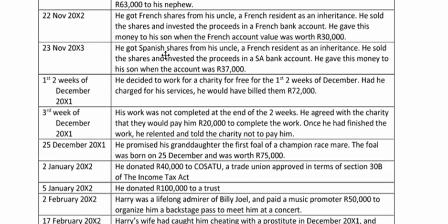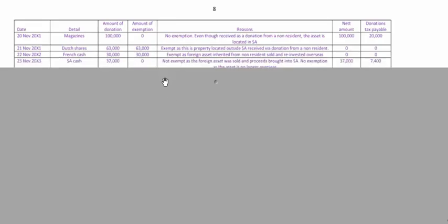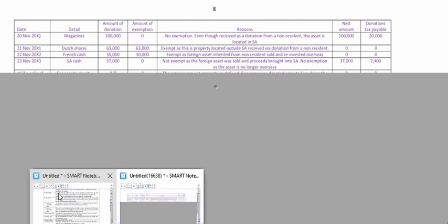Next. It says he got Spanish shares from his uncle, a French resident, as an inheritance. He sold the shares and invested the proceeds in an SA bank account. He gave this money to his son when the account was 37,000. It's in an SA bank account, even though it's from a non-resident, because it's a local asset, SA asset, you can't get the exemption. So you'll pay donations tax on the full 37,000 Rand. Next.